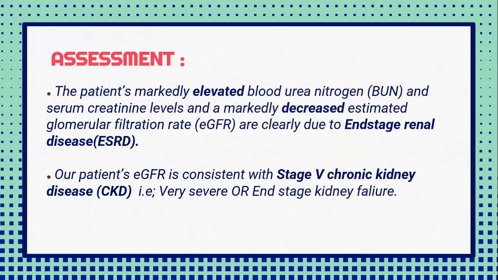Assessment: the patient's markedly elevated blood urea nitrogen and serum creatinine levels and a markedly decreased estimated glomerular filtration rate are clearly due to end-stage renal disease. So it means that our patient is suffering from stage 5 chronic kidney disease, that is, very severe end-stage kidney failure. The blood urea nitrogen and the serum creatinine levels were markedly high, and the GFR was decreased. As we know, if kidney function is abnormal, the GFR is decreased and the blood urea nitrogen and creatinine levels are increased, which are indicative of the end-stage renal disease the patient is suffering from.